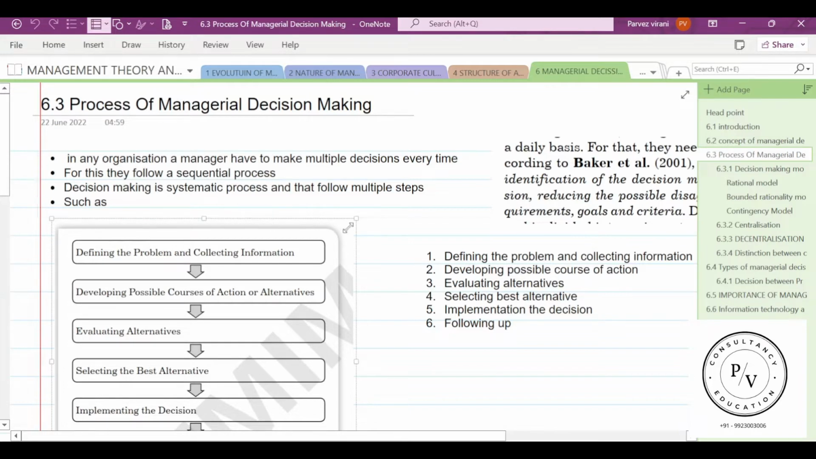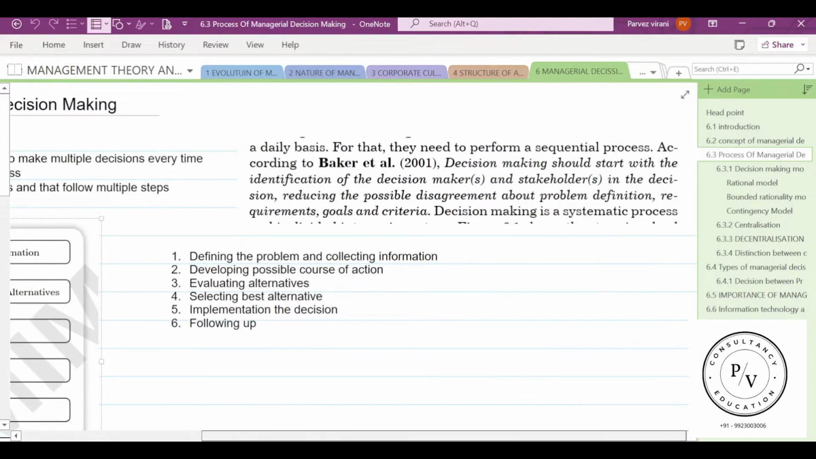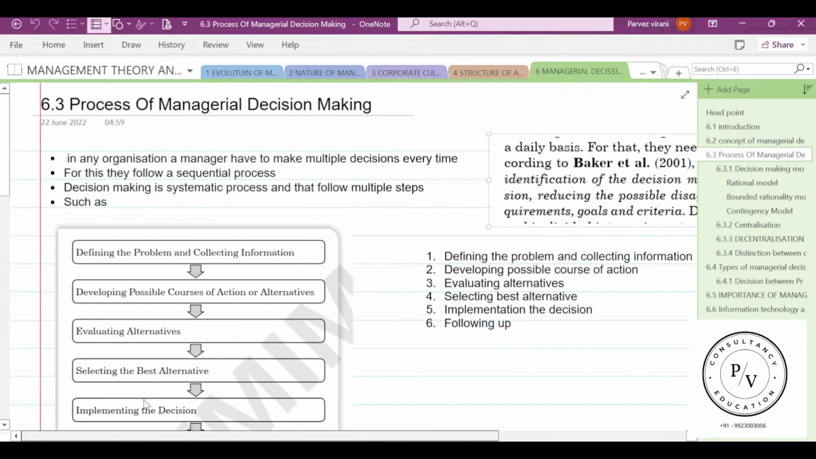What's the process? In an organization, a manager has to make multiple choices or multiple decisions every time. For this, the following sequential process is used. Decision making is a systematic process that involves multiple steps. Okay. So this is what it says by Baker et al. That decision making should start with an identification of the decision maker and the stakeholders in the decisions, reducing the possible disagreement about the problem definition and requirements on goals, and decision making is a systematic process. So 6 basic steps are involved.